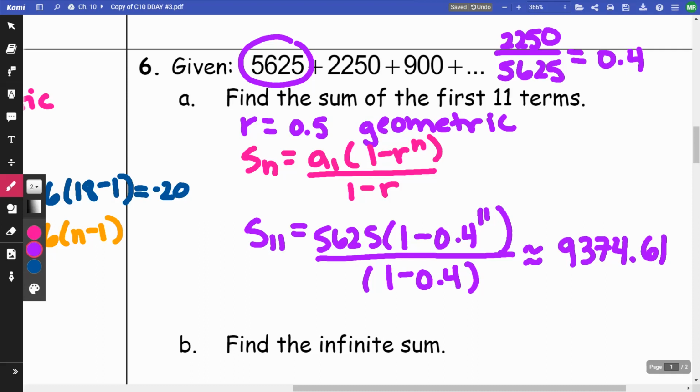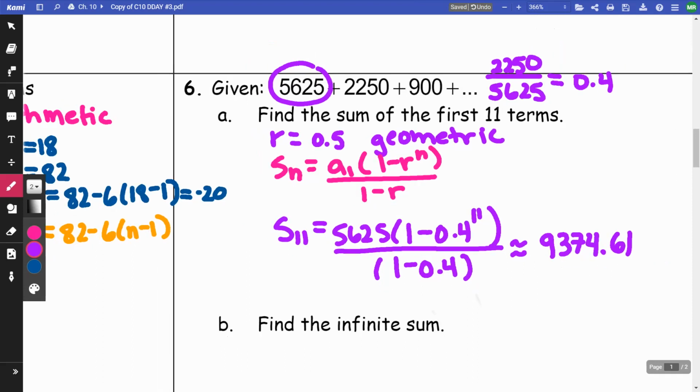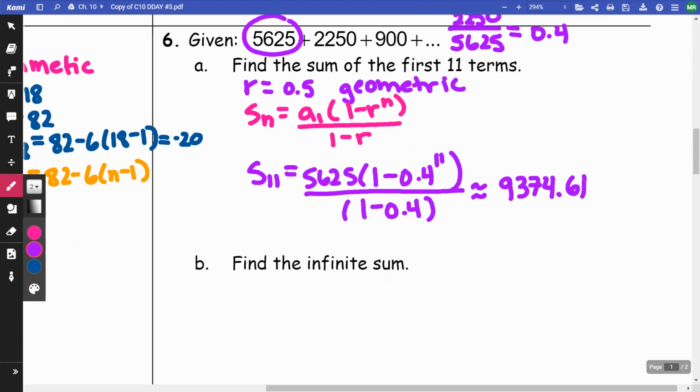Now on B, they want us to find the infinite sum. We find infinite sums for geometric series, but only if our R, so for an infinite sum, it has to be geometric, and my R in absolute value has to be between 0 and 1. And since in this case my R is 0.5, this qualifies. If my R was not in between 0 and 1, I'd say that an infinite sum does not exist. It would either just go to infinity or just go to negative infinity. It wouldn't go towards a limit.